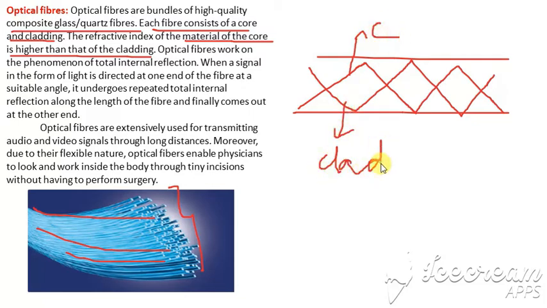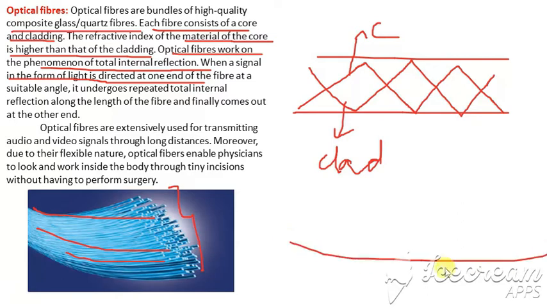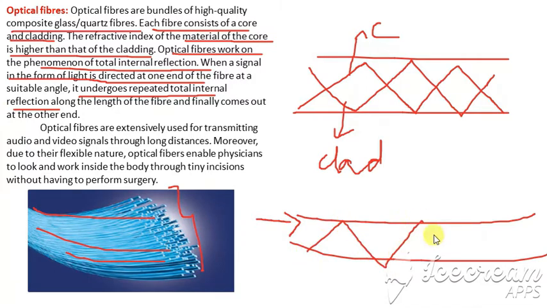Optical fiber works on the phenomenon of total internal reflection. When a signal in the form of light is directed at one end of the fiber, it undergoes repeated total internal reflection. So inside, total internal reflection takes place repeatedly. It reflects totally like this and finally comes out at the other end.